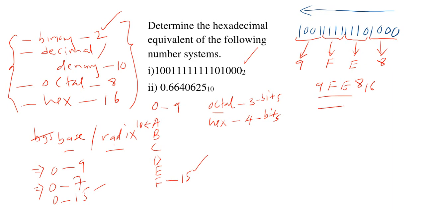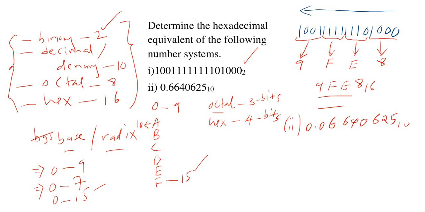Then Roman 2. We have this number, 0.0640625. We have a 0 after the decimal point. So this is base 10, and we have to convert to base 16.